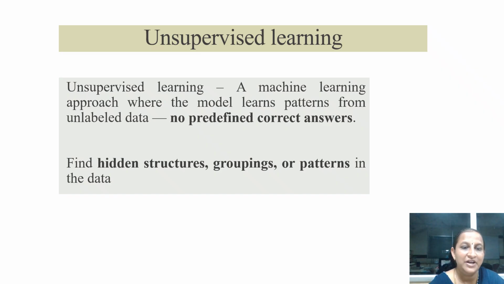In unsupervised learning, the model learns patterns from unlabeled data, that is, no predefined correct answers. It will find hidden structures, groupings or patterns in the data. Its main purpose is to find hidden patterns, similarities or groups in the data automatically. For example, students can be grouped by observing similarities between them even without knowing their marks.